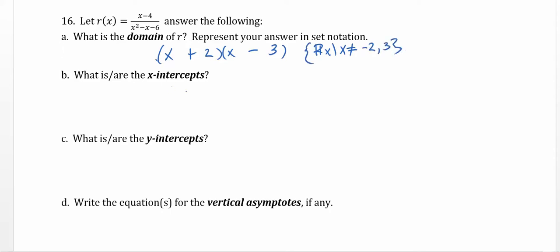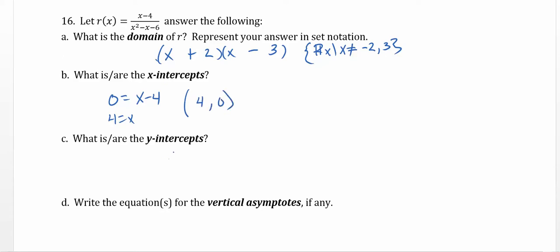Okay, for any x-intercepts, I would let y be 0, or in this case r of x be 0, so I'd have 0 is equal to x minus 4, so that implies that 4 is equal to x. So the x-intercept that I have here is 4 comma 0.